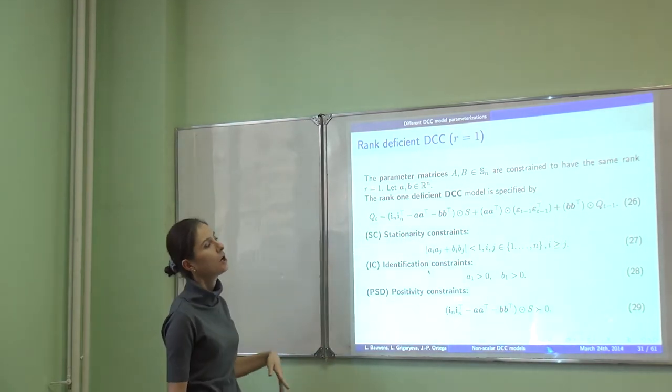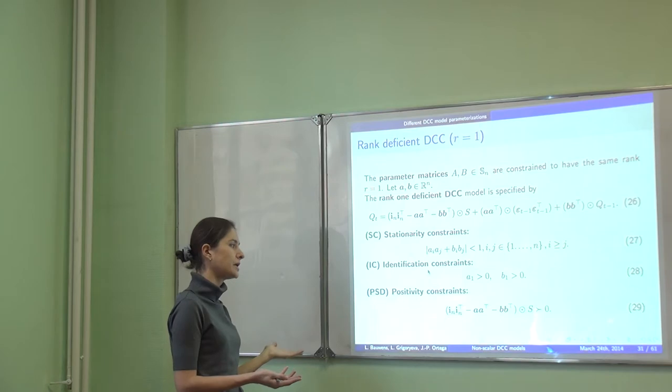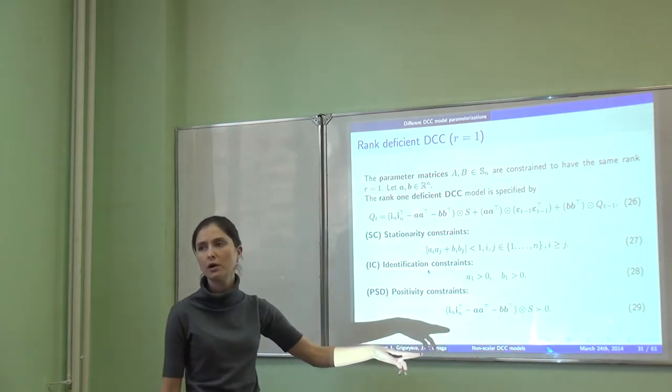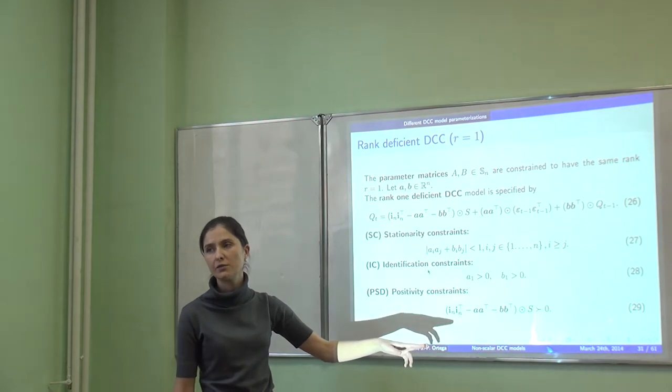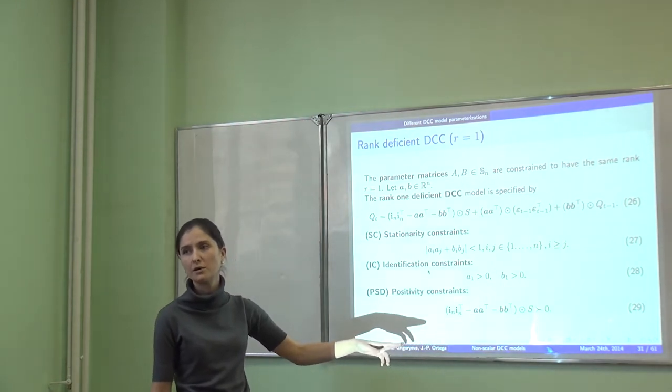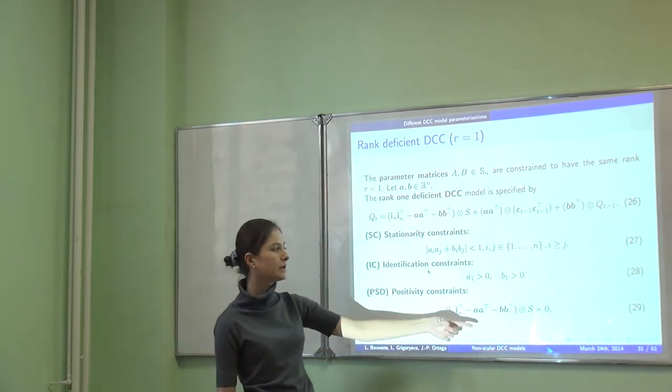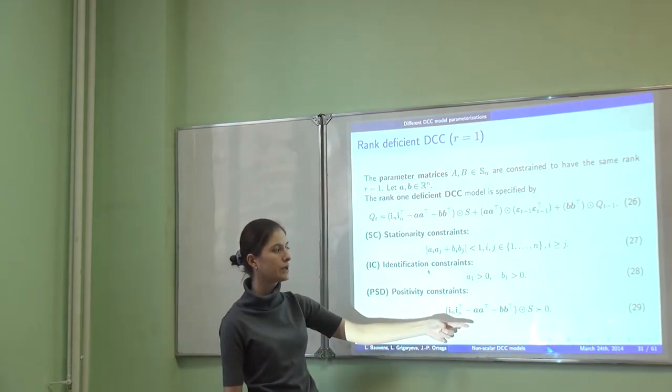In this case, we have something that is at the same time easier, because as you see in the positivity constraints, we don't require anymore the positive semi-definiteness of our parameter matrices A and B, because by construction they are. So our positivity constraints are reduced to just one relation.